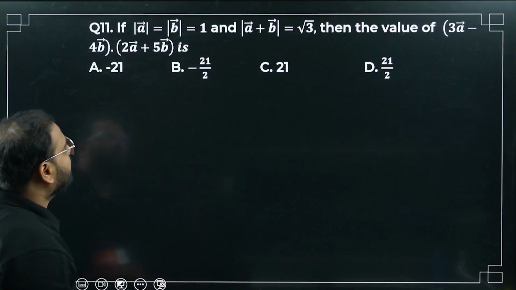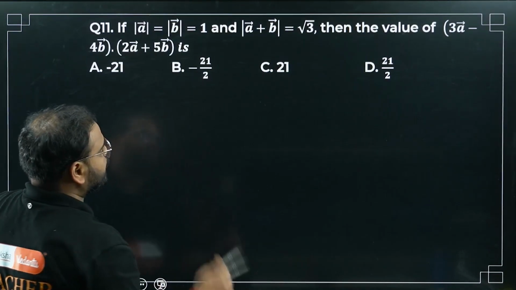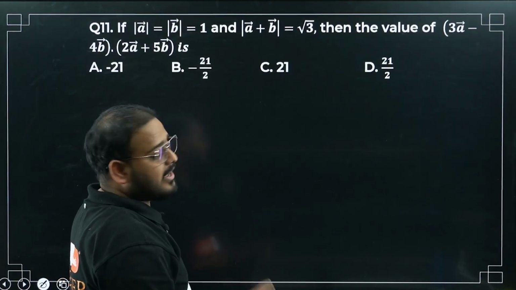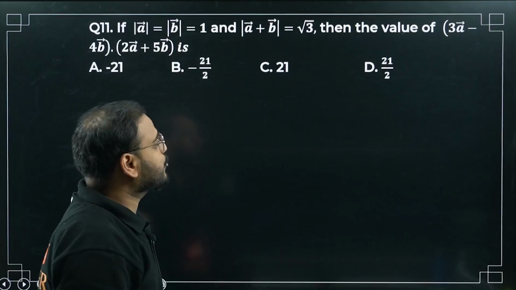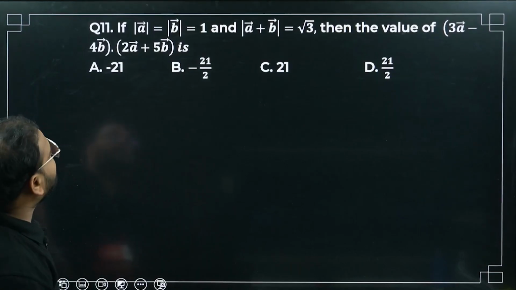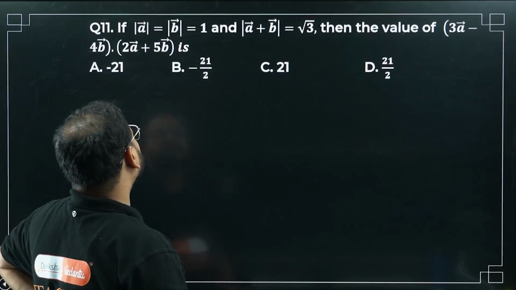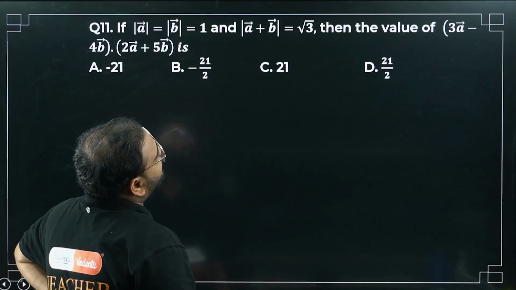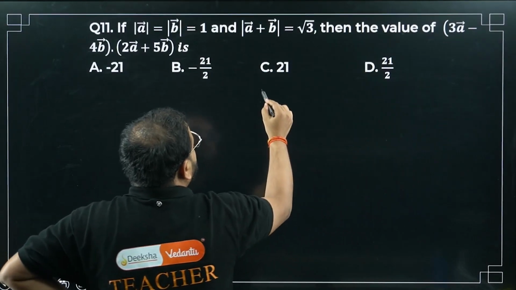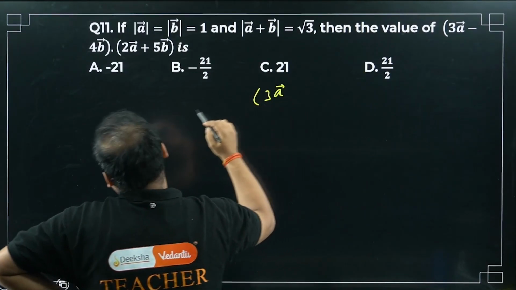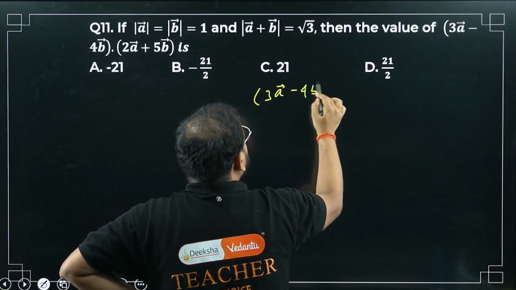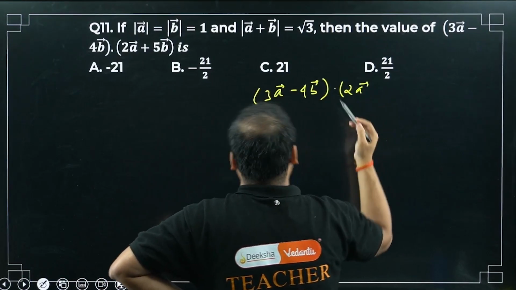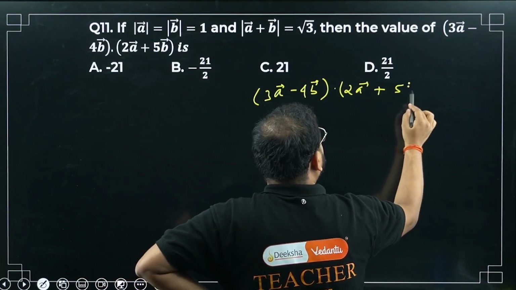Okay, moving on to question number 11. If the magnitudes of the vectors A and B are the same, equal to 1, and the magnitude of the sum of A and B is root 3, find the value of 3A vector minus 4B dot with 2A plus 5B. A very good question. Let's see what we can do about this. So please check. If I do 3A, I'm going to write it over here. 3A minus 4B, bacha, dot with 2A plus 5B.